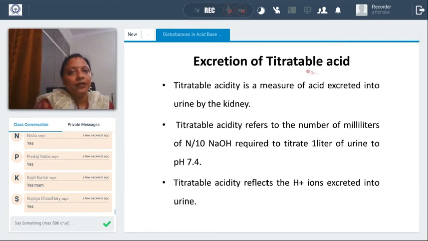Next is excretion of titrable acid. Titrable acidity is a measure of acid excreted into urine by the kidney. Titrable acidity refers to the number of milliliters of N by 10 NaOH required to titrate 1 liter of urine to pH 7.4. Please remember this definition, titrable acidity. You have already read it in your physiology classes. Titrable acidity reflects the H plus ions, or hydrogen ions, excreted into urine.